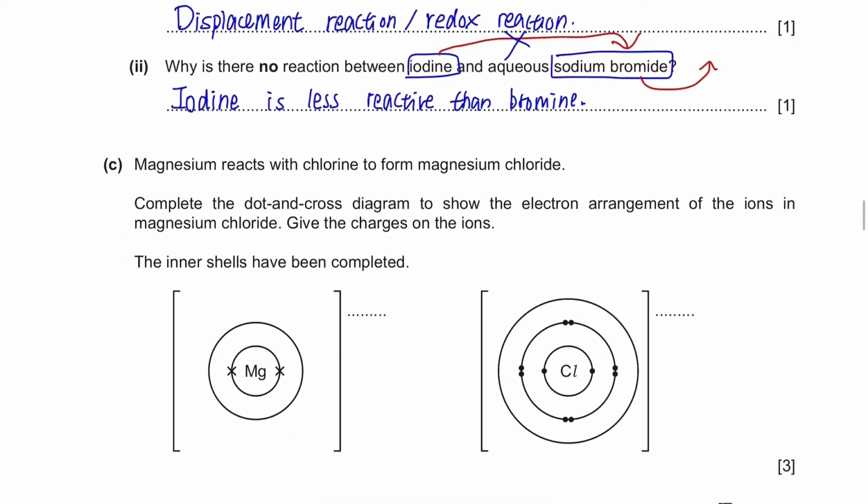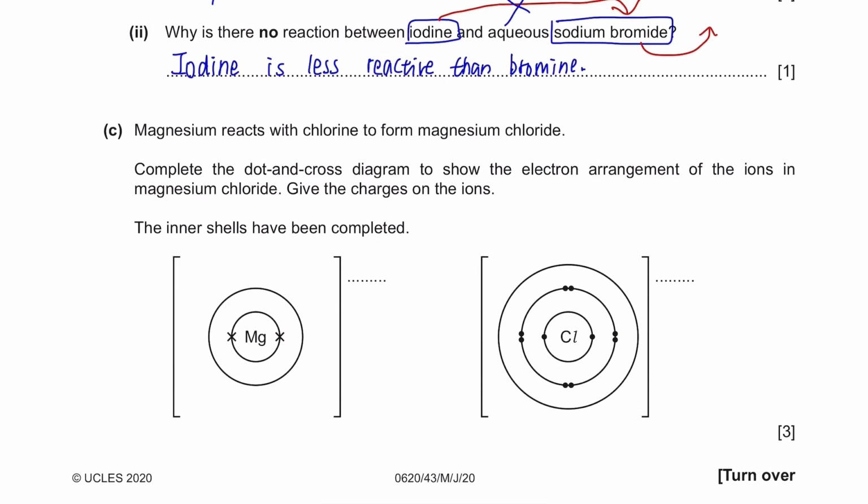Part C. Magnesium reacts with chlorine to form magnesium chloride. Complete the dot and cross diagram to show the electron arrangement of the ions in magnesium chloride. Give the charges on the ions. The inner shells have been completed. Magnesium is in group 2. It has a proton number of 12. Then chlorine is in group 7. It has a proton number of 17.